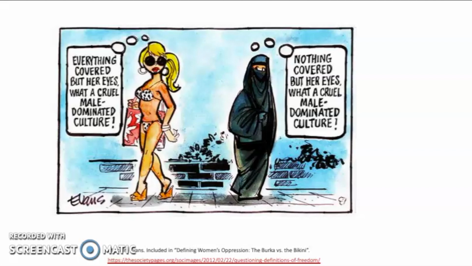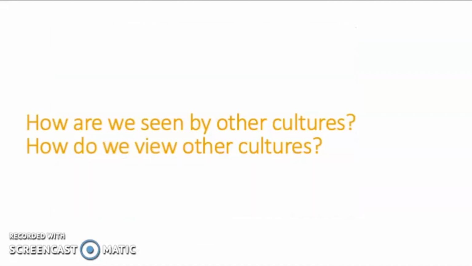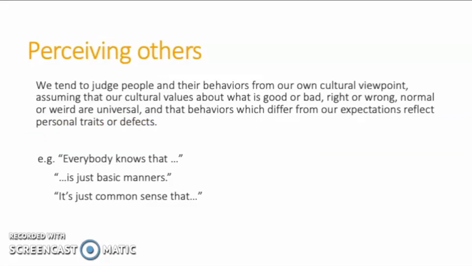So we need to ask ourselves these questions. How are we seen by other cultures? And how do we view other cultures? We want to make sure that we're empathizing, but we're also really perceiving others. We tend to judge people and their behaviors from our own cultural viewpoint, assuming that our cultural values about what is good and bad, right or wrong, normal or weird, are universal, and that behaviors which differ from our expectations reflect personal traits or defects.